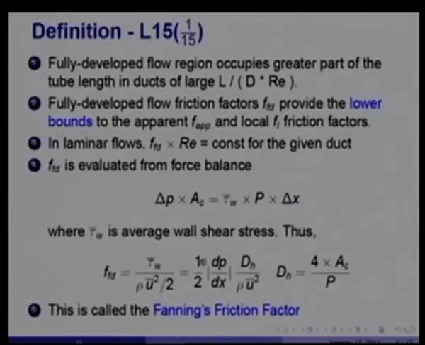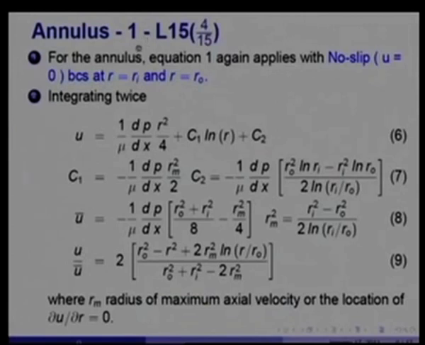However, as we showed on this slide, the correct definition of f_D is according to the Fanning friction factor, which results from the force balance. So, sometimes although the friction factor is taken as 4 times the Fanning friction factor, we would continue in our lectures with the Fanning friction factor. Let us now turn to the annulus.